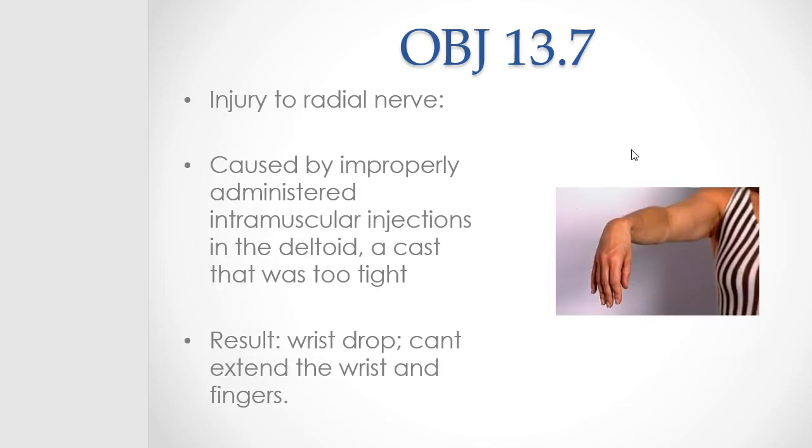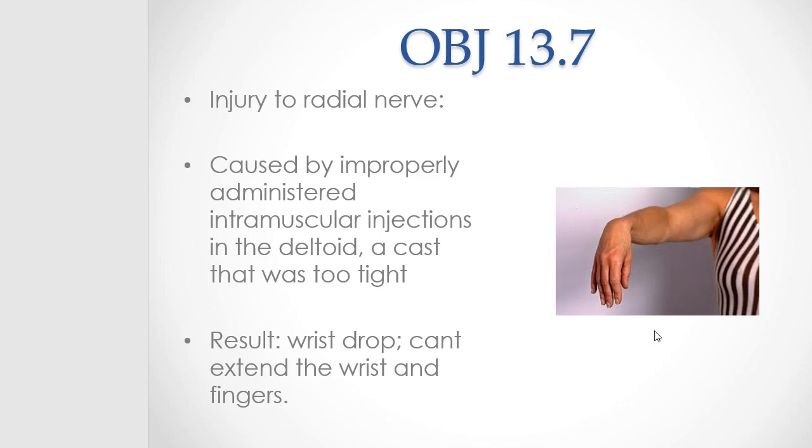The radial nerve, this one I always talk about because a lot of students who are interested in the nursing field, if they're not careful, can give a flu shot and damage the radial nerve. What happens is improperly administered intramuscular injections. That means injections that are supposed to go into the muscle in the deltoid hit the nerve. Or they can put a cast on that's too tight. What happens is the wrist permanently drops and you can't extend the wrist or the fingers. So you walk around with your bent wrist because of the radial nerve injury.